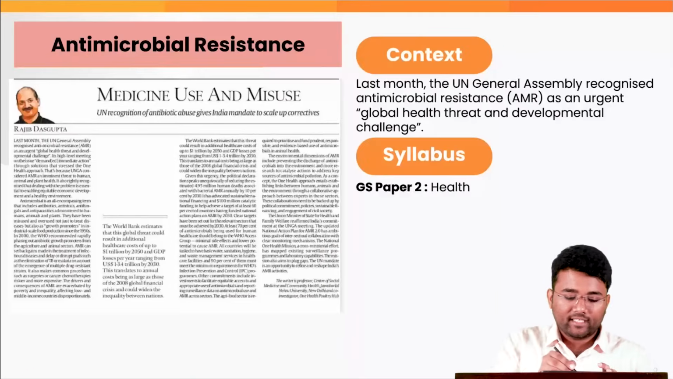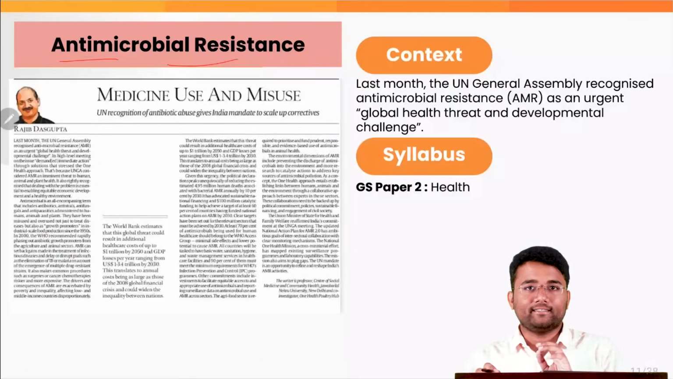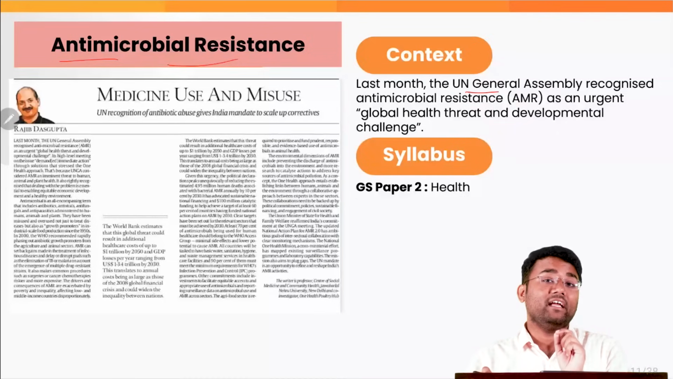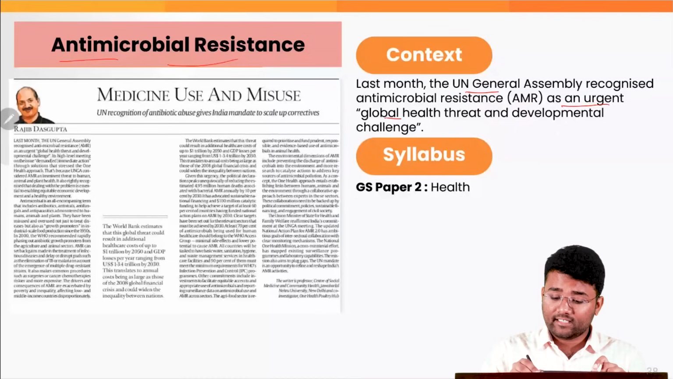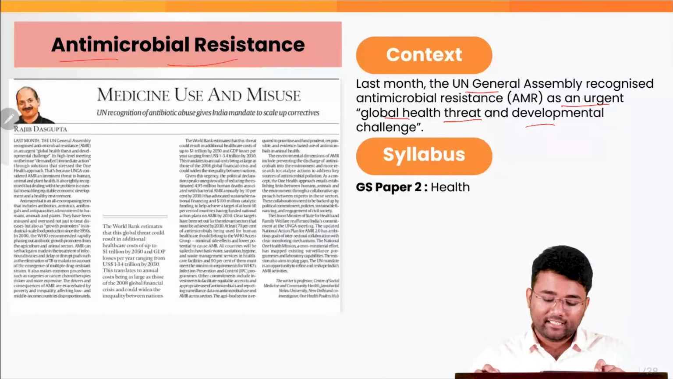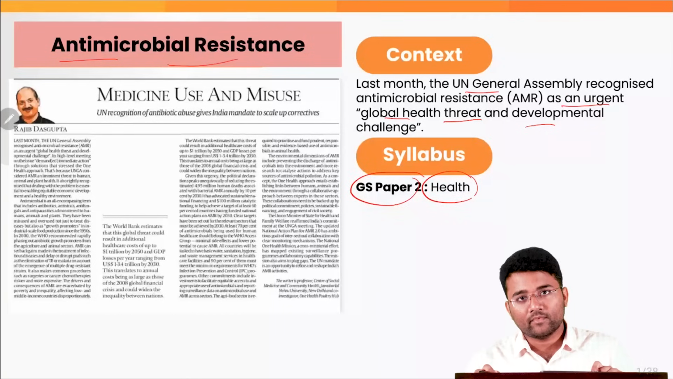Our second topic is antimicrobial resistance. The context of this topic is that last month the UN General Assembly recognized antimicrobial resistance as an urgent global health threat as well as a developmental challenge. And this particular topic pertains to the syllabus of your GS Paper 2, health.